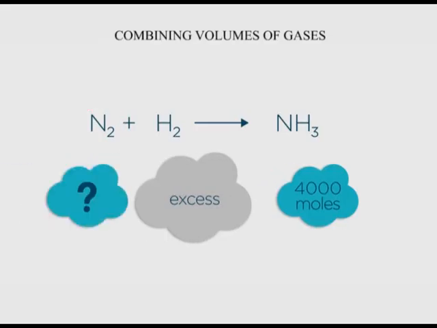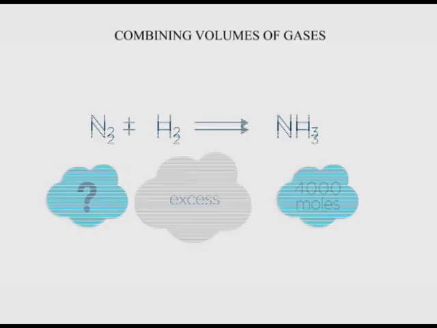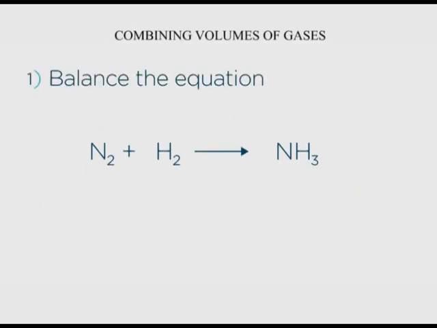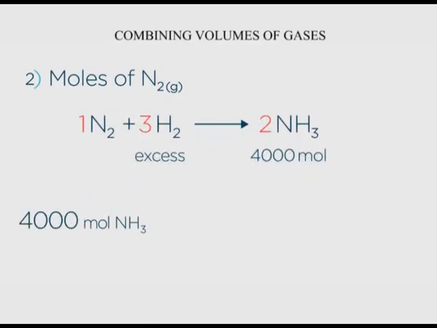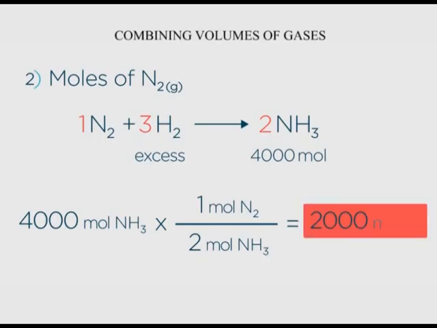So how much nitrogen did we use? First, balance the equation. For every 2 moles of ammonia, we need 1 mole of nitrogen and 3 moles of hydrogen. You can also think of it like this. 1 mole of ammonia needs a half mole of nitrogen and 3/2 moles of hydrogen gas. How much nitrogen did we use to make 4,000 moles of ammonia? We simply divide 4,000 by the mole ratio, which is 2, and the answer is 2,000 moles.